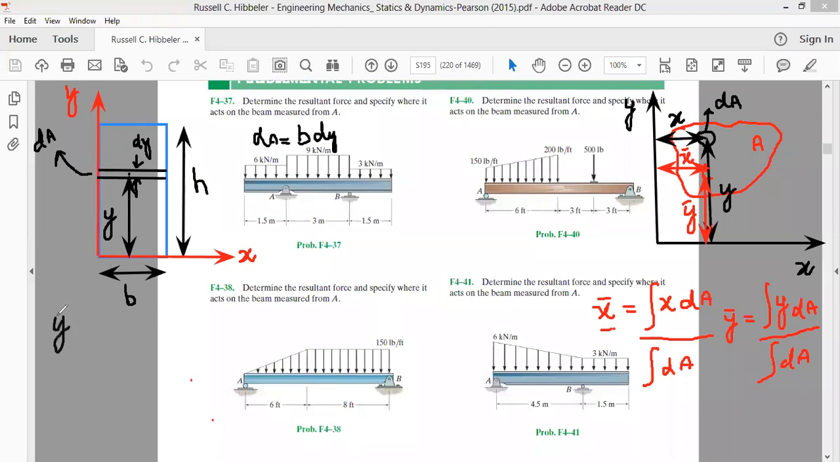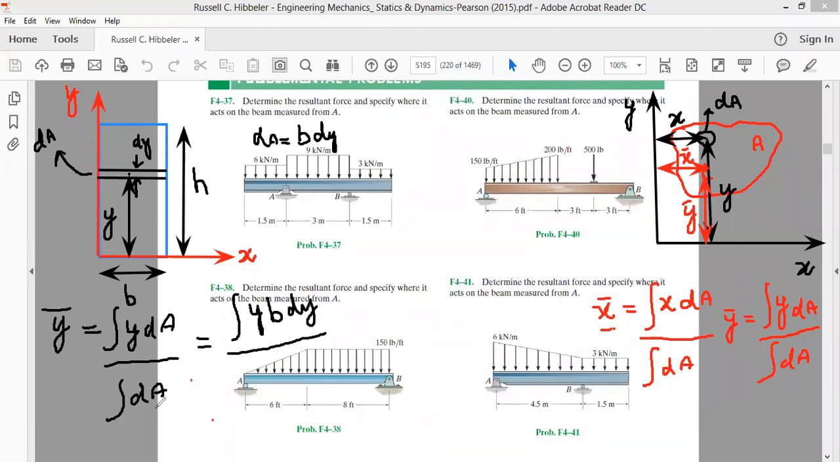The y coordinate of the centroid is defined by the formula: integral y dA divided by integral dA. Here y is the y coordinate of the center of our area element, and dA is equal to b dy. So it is integral y b dy divided by integral b dy.